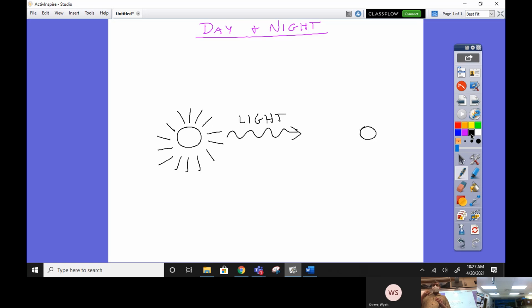But basically, we have day and night because we're rotating on our axis, because half of the planet is lit by the sun, but the other half is not. So let's fill this in over here to show the nighttime side of Earth. Does that make sense?